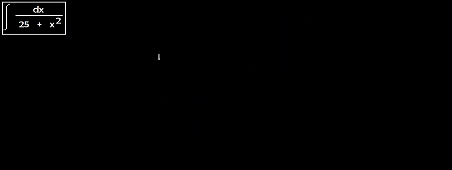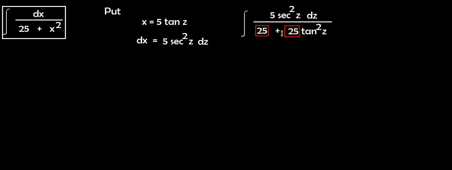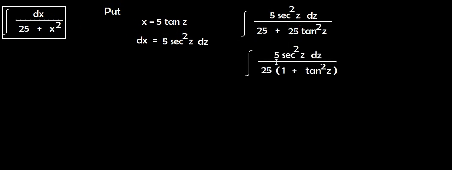Let's take the second problem. In this problem, we are given a denominator having 25 plus x squared. In such problems, we need to put x equals to 5 times tan z. Now differentiating both sides, dx equals to 5 sec squared z dz. Now substitute this equation and the following equation we get. Now take the 25 as common from the denominator. You can cancel out 5 from numerator and denominator, you get.